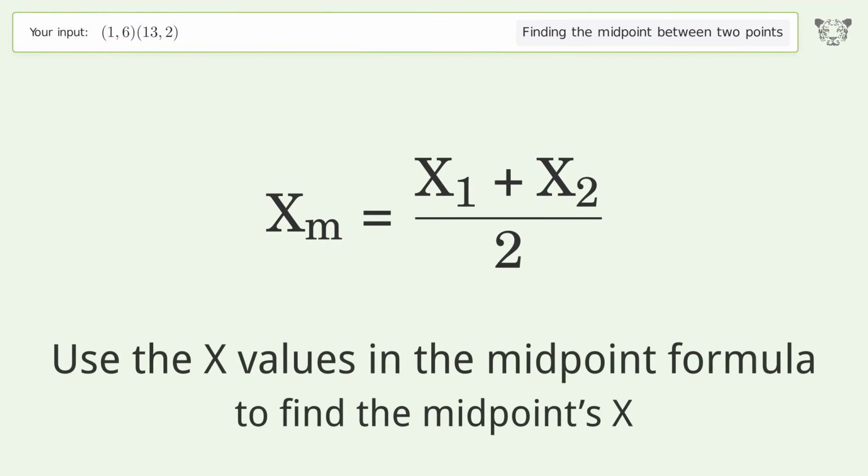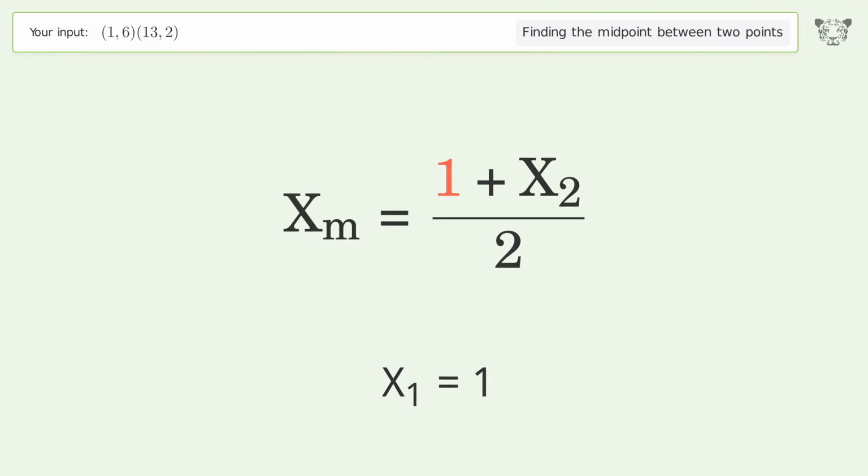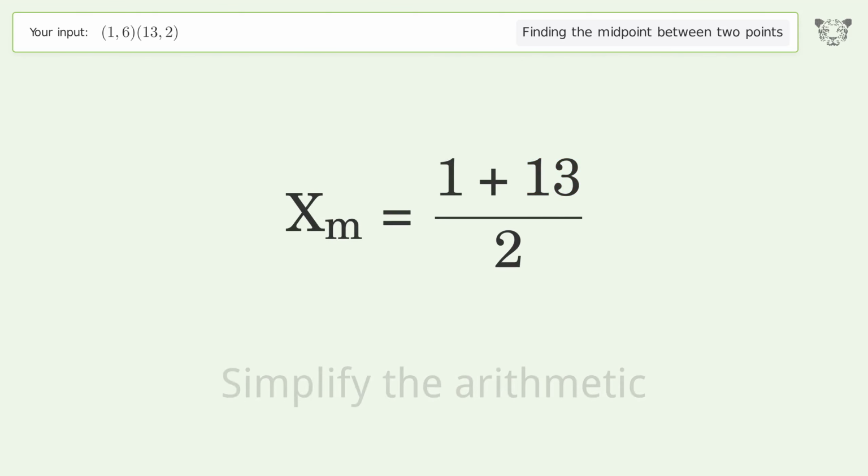Use the x values in the midpoint formula to find the midpoint's x. x1 equals 1. x2 equals 13. Simplify the arithmetic.